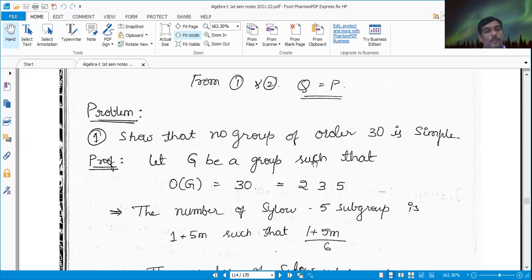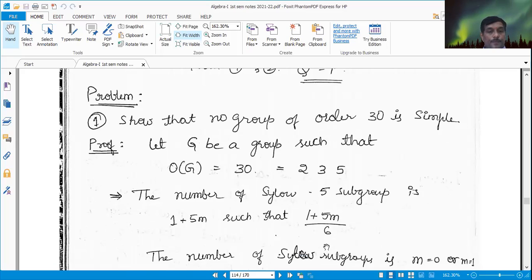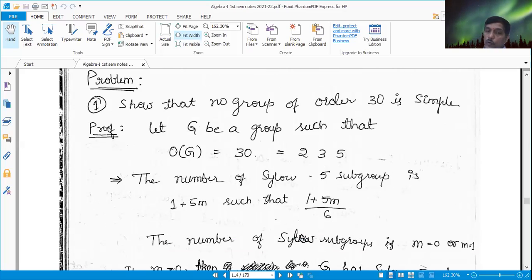To solve this problem, first take G to be a group and write the order of G as a product of primes. 30 can be written as 2 times 3 times 5. Then you know that in the Sylow third theorem, the number of Sylow 5-subgroups is of the form 1 plus 5m dividing 6. Therefore, m must be 0 or 1.